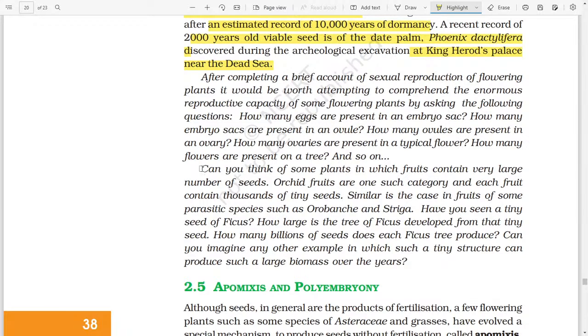Orchid fruits are one such category, and each fruit contains thousands of tiny seeds. Similar is the case in fruits of some parasitic species such as Orobanche and Striga. Have you seen a teeny seed of Ficus? How large is the tree of Ficus developed from the teeny seed?